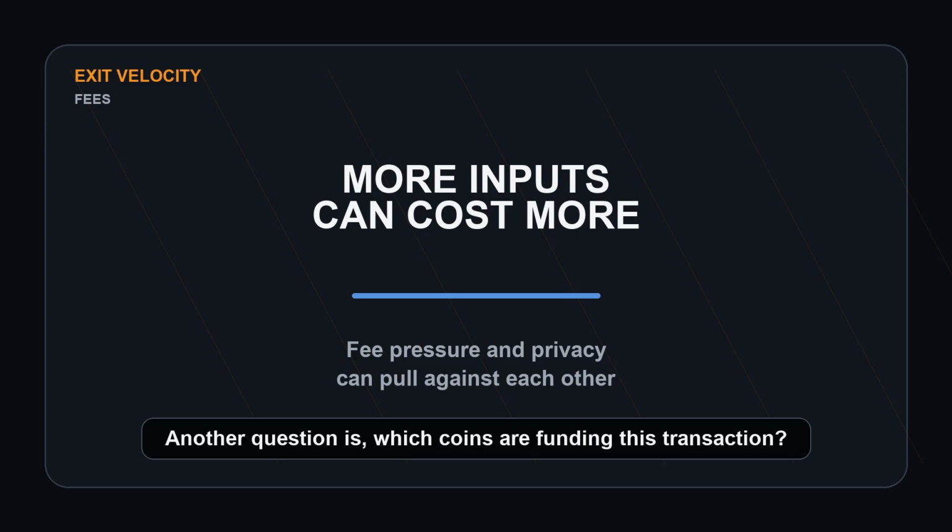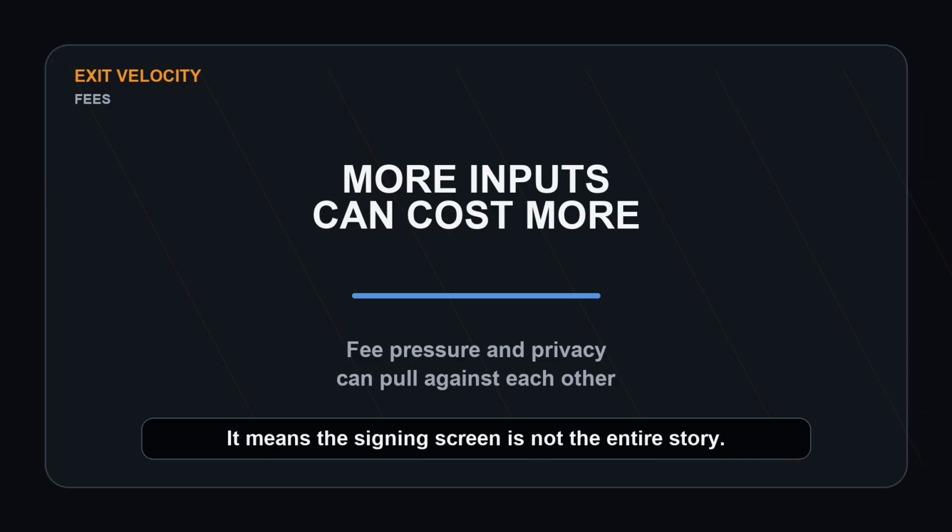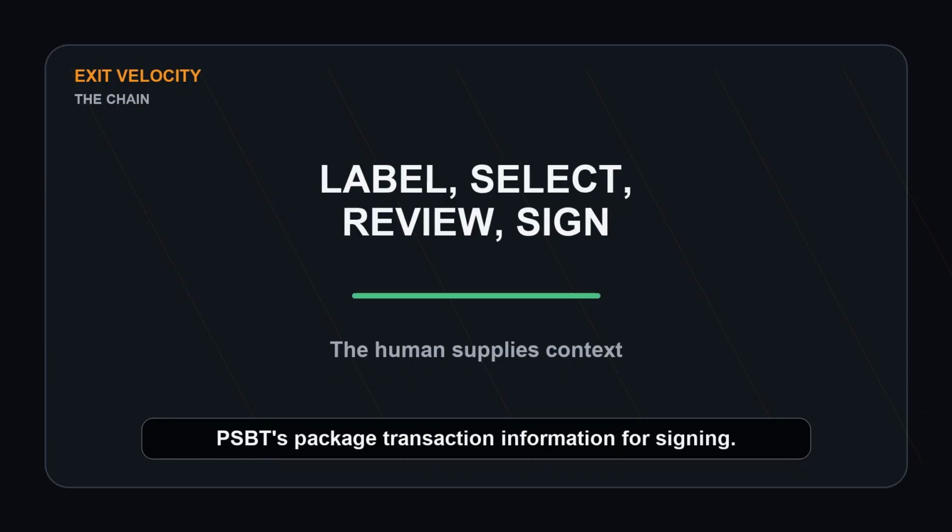Coin control is the tool that lets you see the trade-off before the transaction is final. Fees and privacy often pull in different directions. There is no universal answer. That is why this episode is educational, not a recipe. The point is not always consolidate. The point is not never consolidate. The point is understand what your wallet is choosing before the signer signs.